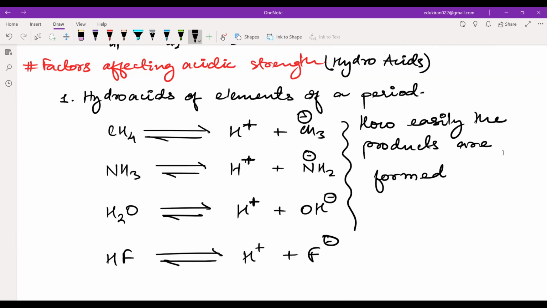So I don't need to compare the stability of H plus, because in all of the products we have H plus ions. We cannot compare within the same things. We have to look at what is different here. So the conjugate bases that we are getting, CH3 negative, NH2 negative, OH negative, F negative, these are different, right? Now, which of these has the tendency to keep electrons with it? The higher the electronegativity, the higher the tendency to keep the electrons within themselves, right? So F negative is most stable.